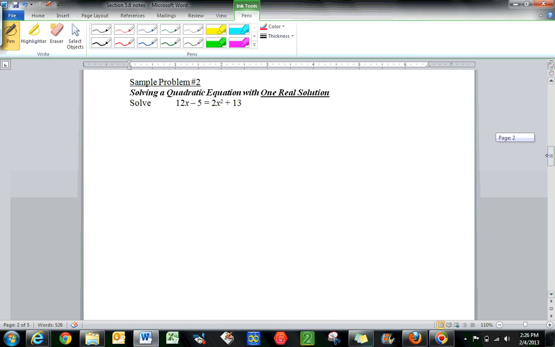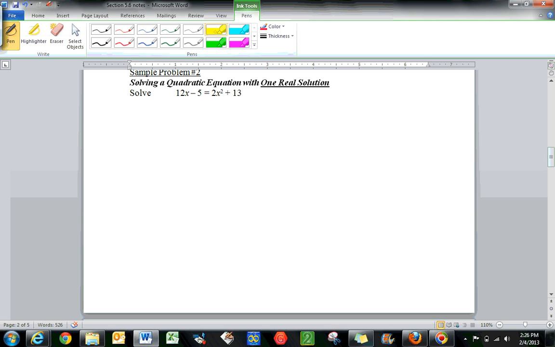So for sample problem number 2, you can see that it says that we're going to have one real solution. Now, if you've been paying attention in class and to previous videos, anytime we have something with one real solution, you should recognize that that is going to be a perfect square trinomial. Now, just by looking at this equation, it doesn't look anything like a perfect square trinomial, but remember, the very first thing that you need to do is to rearrange this until you get into the standard form, and then move forward with the problem from there.